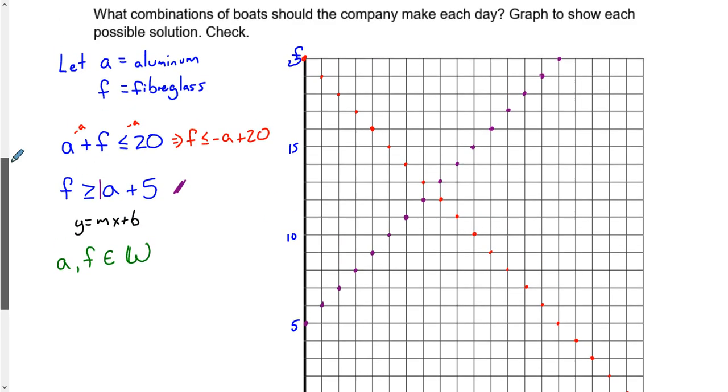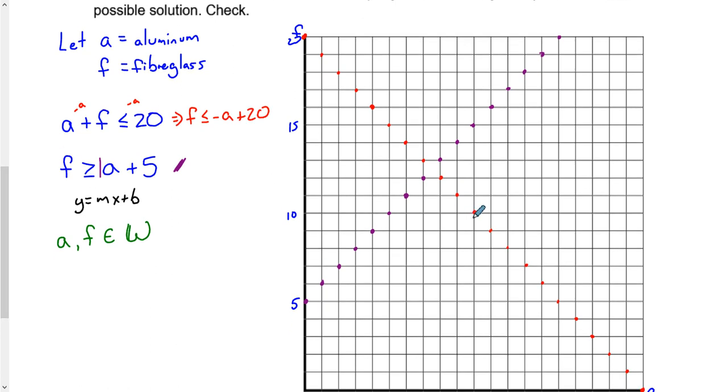Now let's talk about where we are going to be shading. Since I'm already in the red one, let's talk about this. So the fiberglass has to be less than or equal to. I've already talked about why I'm not using a complete solid line. It's because they can only be part of the whole numbers. But being less than or equal to means that we're going to have to be below this line. Well, below that line means somewhere down here.